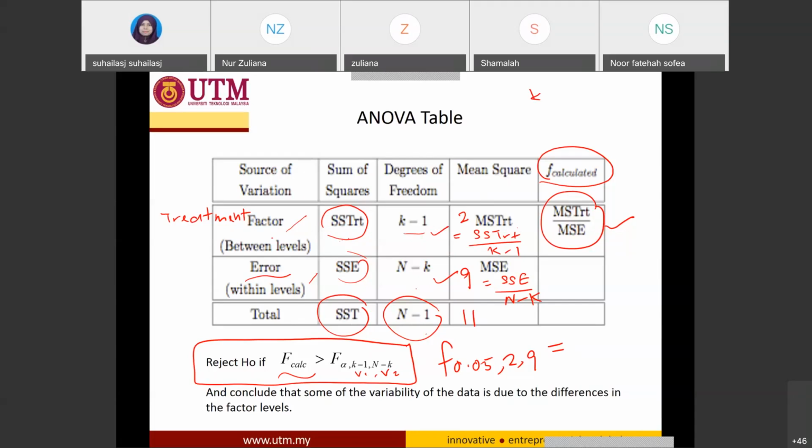So ratio of 2 this one, follow your F calculated. So reject H naught, macam one-sided lah, kita reject H naught bila F calculated greater than F alpha. So K minus 1 and N minus K. So in this case, for ANOVA table, dia tak ada two-sided ya, dia tak ada alpha divided by 2. So reject H naught when you have your F calculated greater than F alpha.